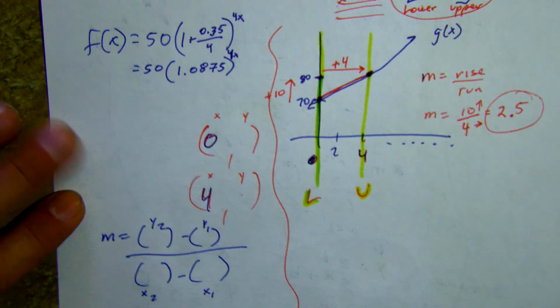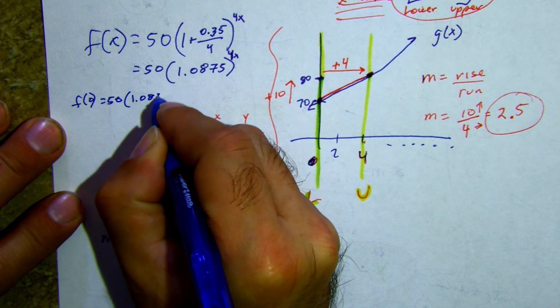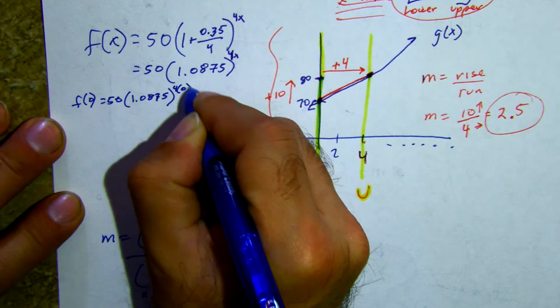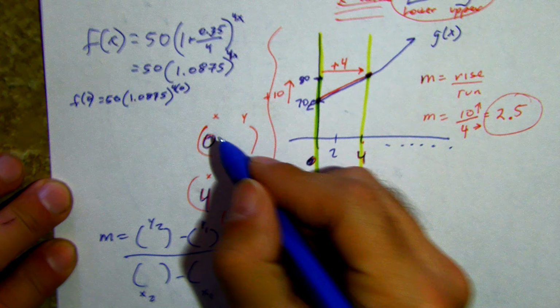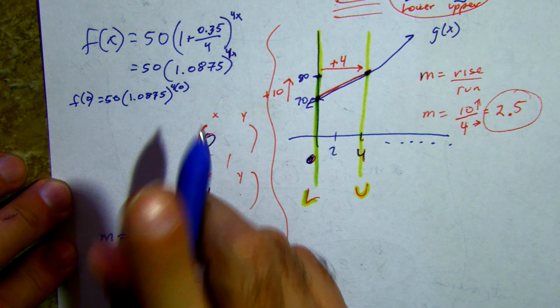Okay. So let's see. F of 0, 50 times 1.0875 to the 4 times 0. 4 times 0 is 0. Anything to the 0 power is what? It's a weird one. There it is. Thank you to the one person. Anything to the 0 power is 1. Thank you, Jatavia Ava.